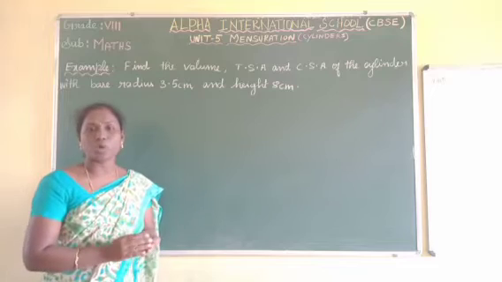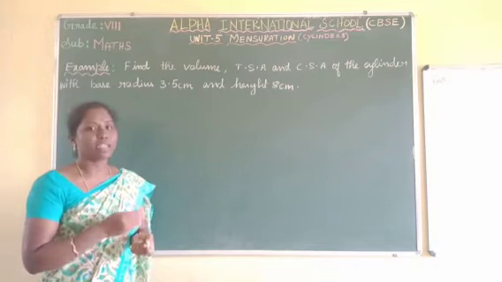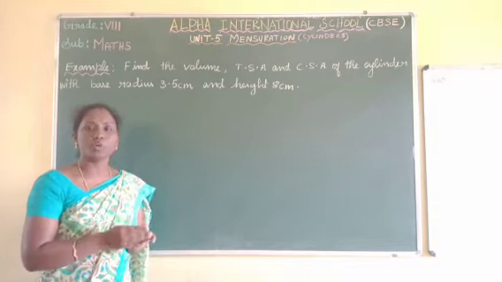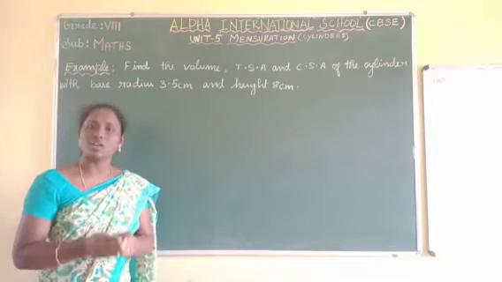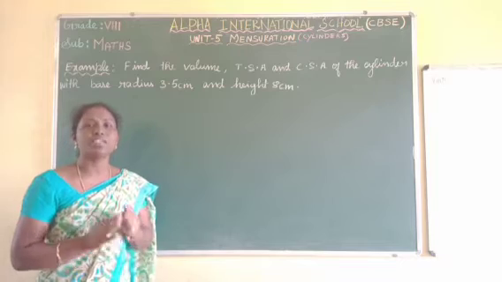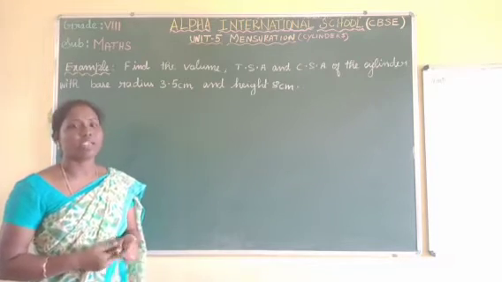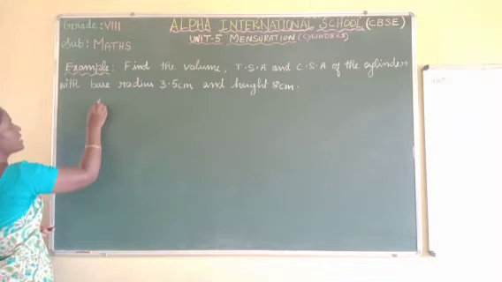It is a direct problem. They give the base radius and height of the cylinder, and we have to find the volume, total surface area and curved surface area. If you know the formulas, just apply the formulas and do the calculation, you will get the answer. First, what is given here?